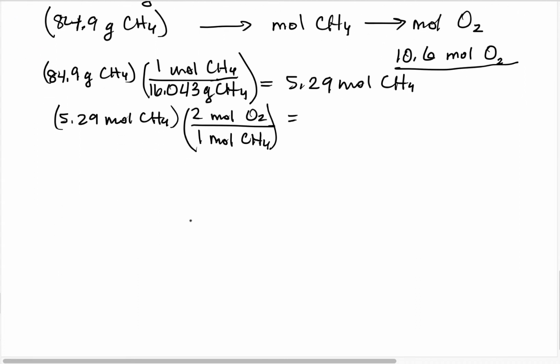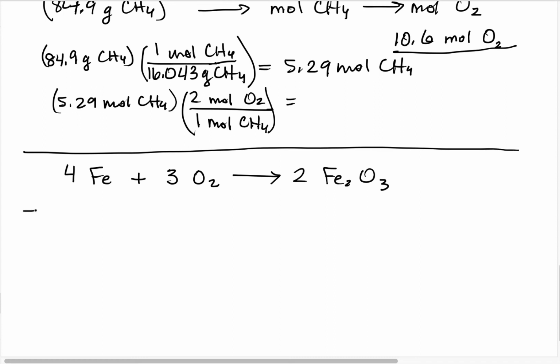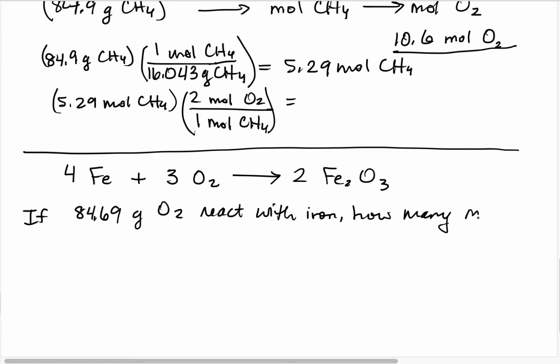All right, I'm going to give you another example, and I'm not going to tell you how to do it. I want you to just give it a try. So here's our balanced equation. We have 4 Fe plus 3 O2, making 2 Fe2O3. So here's our question. If 84.69 grams of O2 react with some iron, how many moles of Fe2O3 are made?